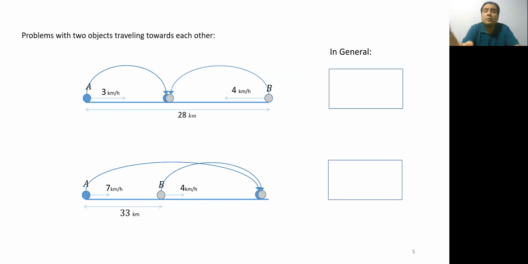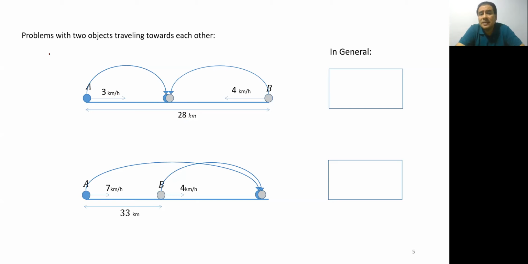Let's see another type of problem, which is a problem with two objects traveling towards each other. In the first case, you have two moving objects that depart from opposite directions, but they travel toward each other, okay? It's like they are meant to collide or to meet in some intermediate point. So let's say that we know that two mobiles depart from opposite points, separated by 28 kilometers, and we know the speeds of each mobile as 3 kilometers per hour and 4 kilometers per hour.